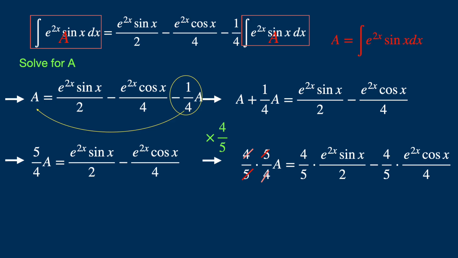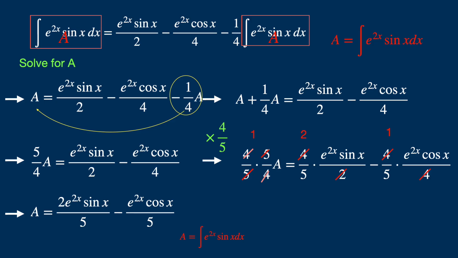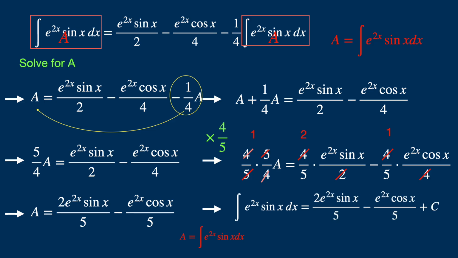The first term cancels out everything. You have 1. Second term, you have 4 divided by 2 is 2. 4 divided by 4 is 1. Now we find A, finally, guys. A equals 2 times e to the 2x sine x over 5 minus e to the 2x cosine x over 5. A is going to be what? The integral e to the 2x sine x dx. Plugging back, finally we have the indefinite integral for this. Then don't forget to add C because this one is an indefinite integral.